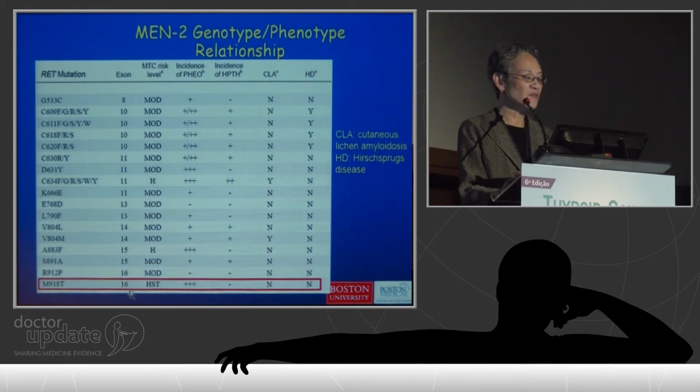disease. So if you look at each particular mutation, for example, if you had a mutation in 768D, in that case you have a moderate risk of medullary thyroid carcinoma, but your risk of a pheo and hyperparathyroidism, the cutaneous lichen amyloidosis, and the Hirschsprung's are negative. So what this helps you is it helps you predict what you need to watch for in your patient. And it does raise your level of clinical concern and actually increases your screening if you need to.